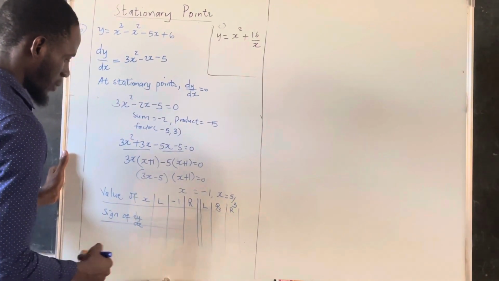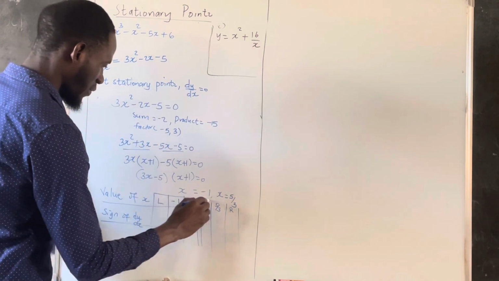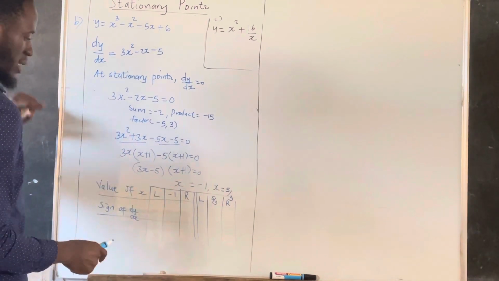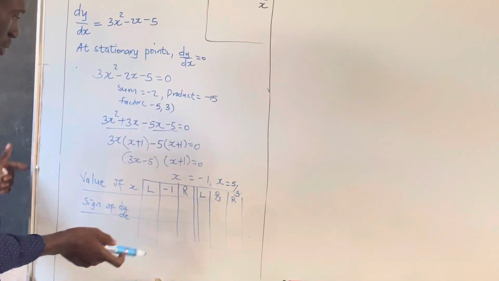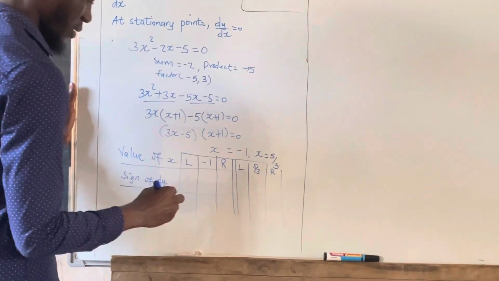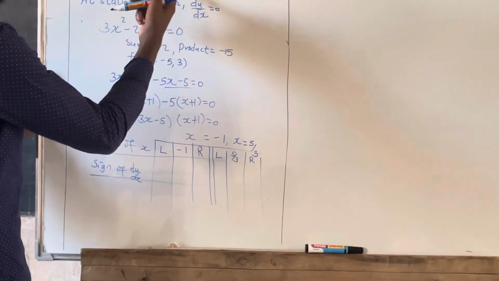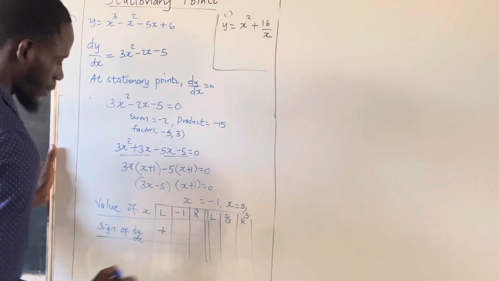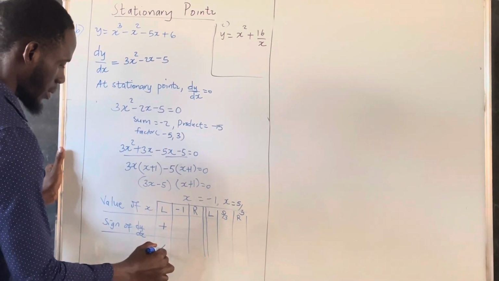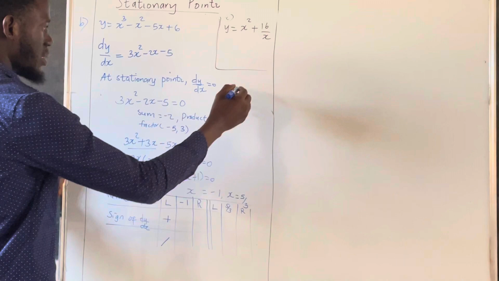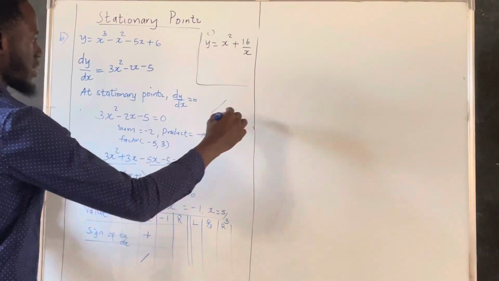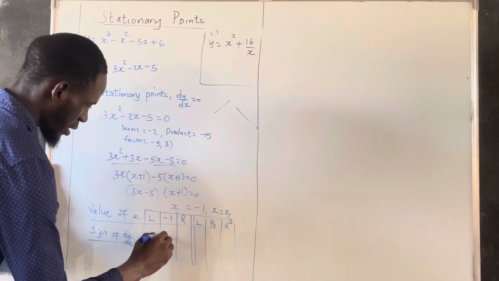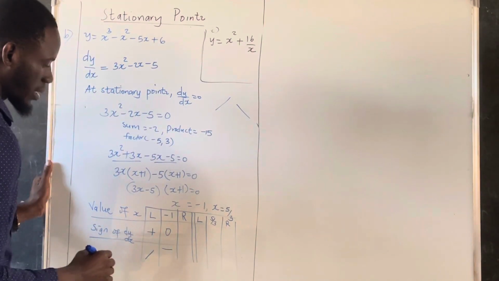Now I'm going to substitute in. I choose a value that is on the left of negative 1, for example negative 2. When you put in negative 2, which sign of dy/dx do we get? Negative 2 will give us a positive value. So this is positive, then something like this is negative. This is our positive, then this is always a 0, leave it as it is.